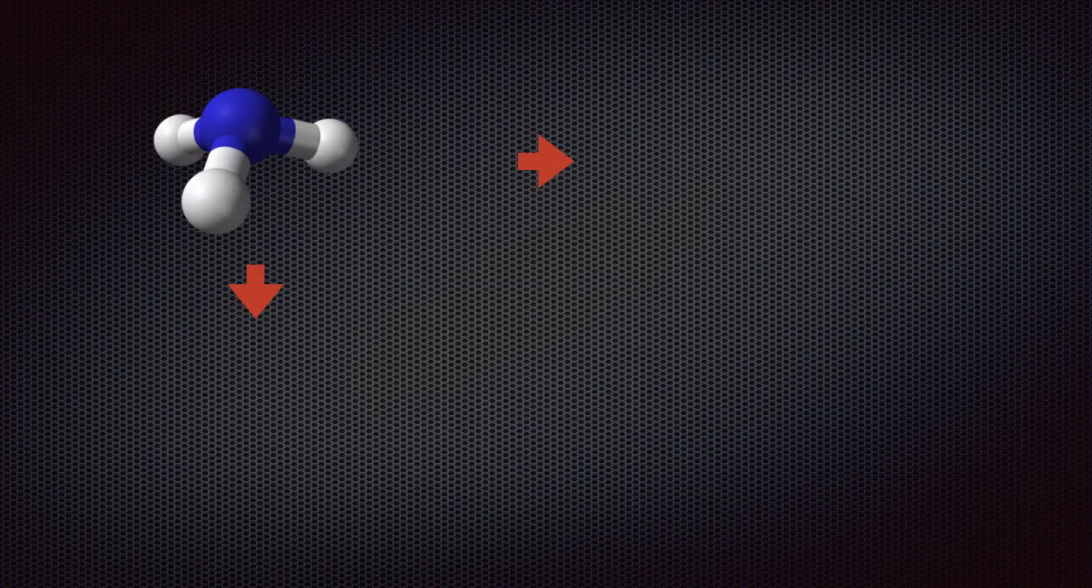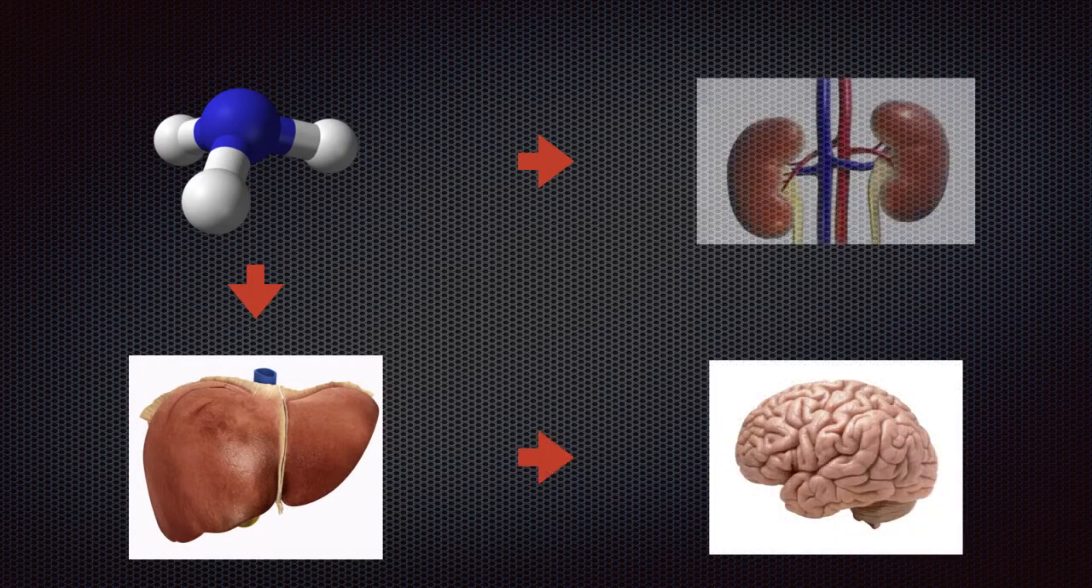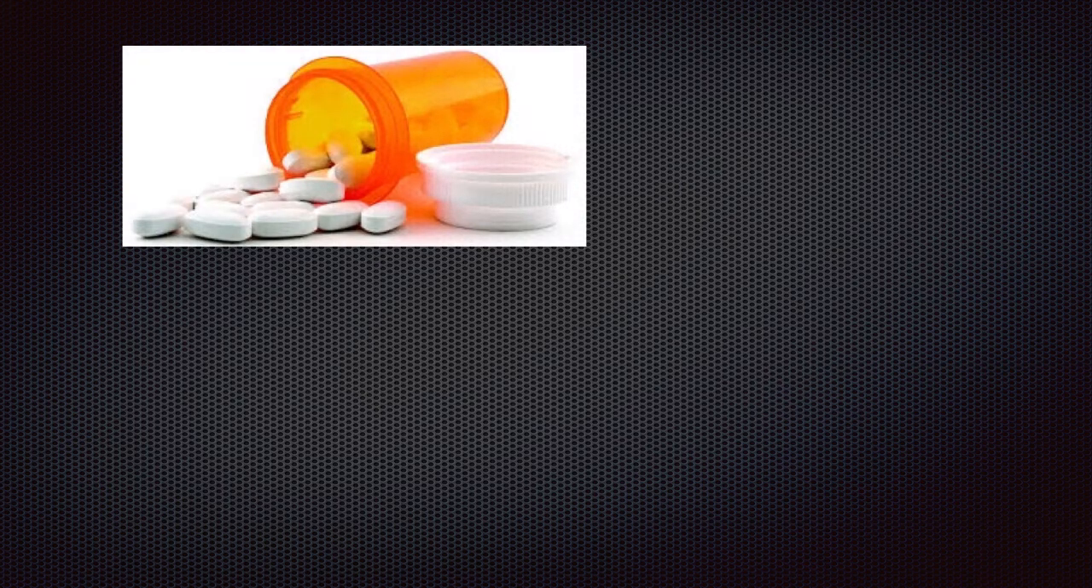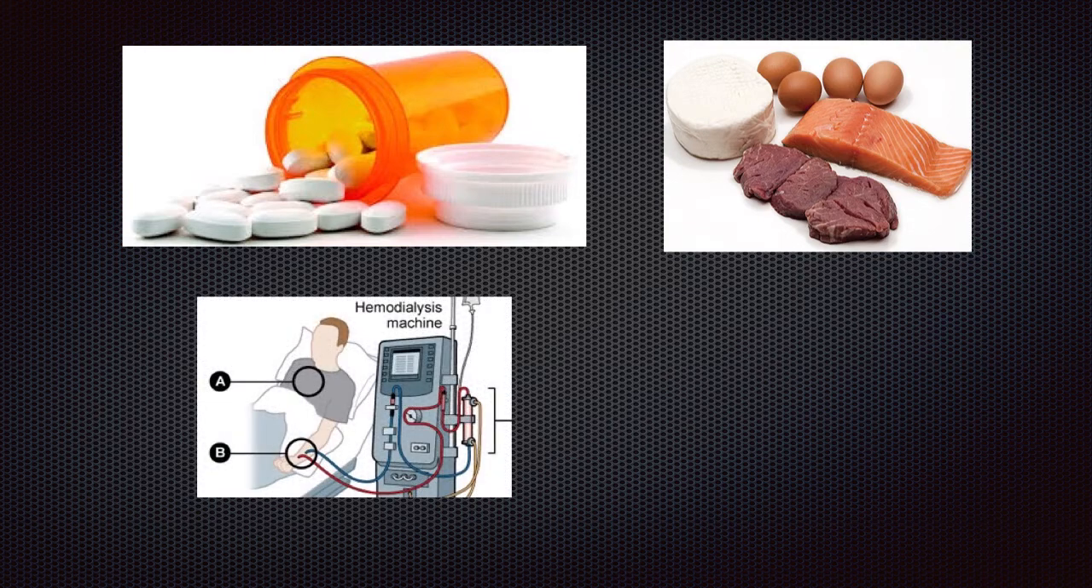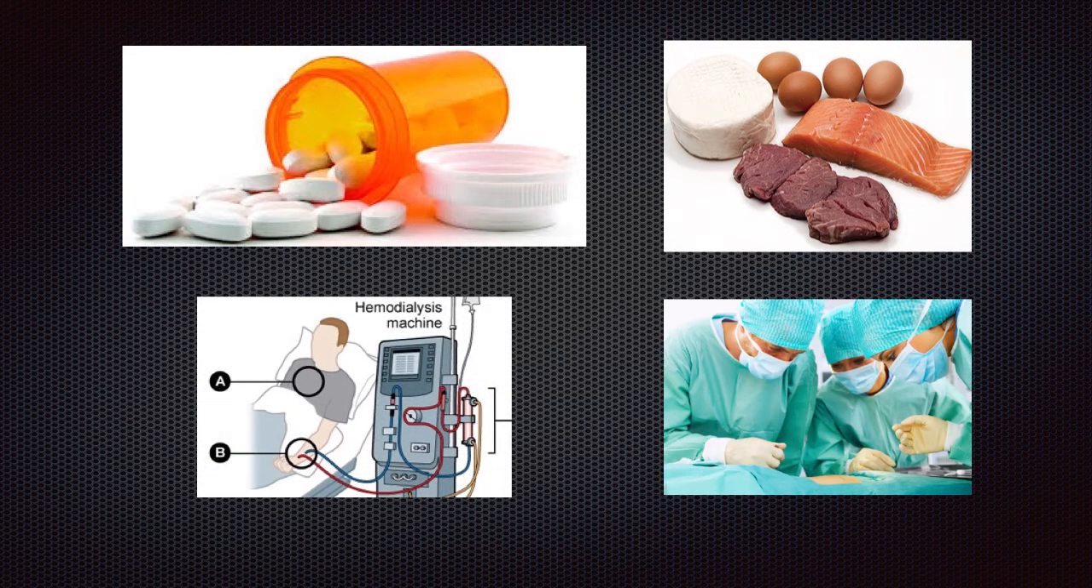As ammonia builds up in the blood, it can begin to damage various tissues, starting in the liver and kidneys, and eventually the brain. Prolonged high levels of ammonia can even lead to encephalopathy, which almost always leads to death if untreated. Treatments include taking medications to remove ammonia from the blood, limiting protein and nitrogen consumption, and some forms of dialysis. In extreme cases, a liver transplant may be the only way to save a patient's life.